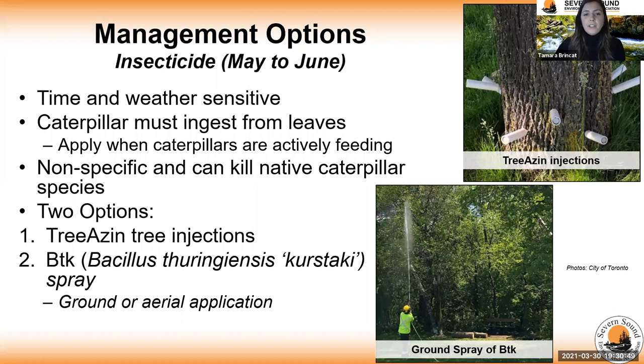Starting with triazine, those are injections for individual trees, and those provide protection for one season or 1 year of gypsy moth, and that's usually used on higher risk or higher value trees.